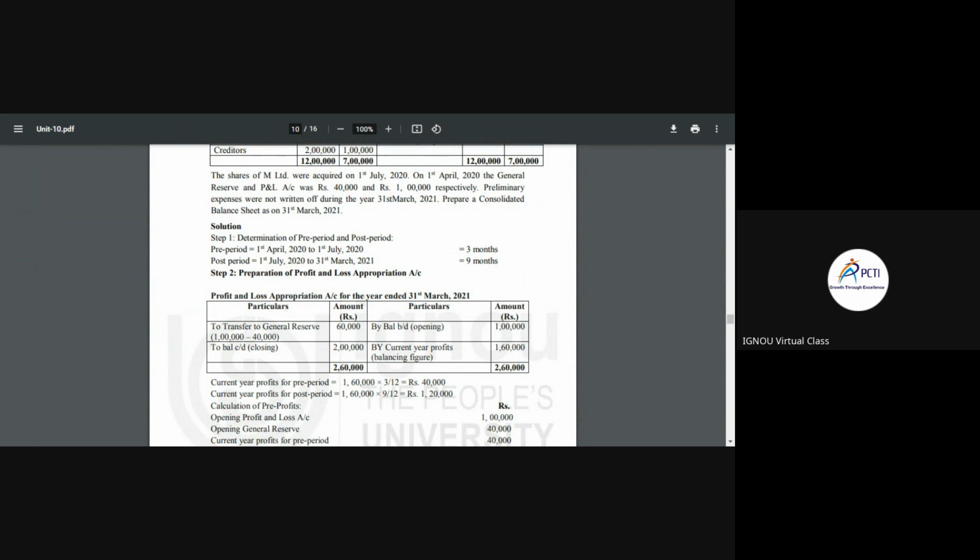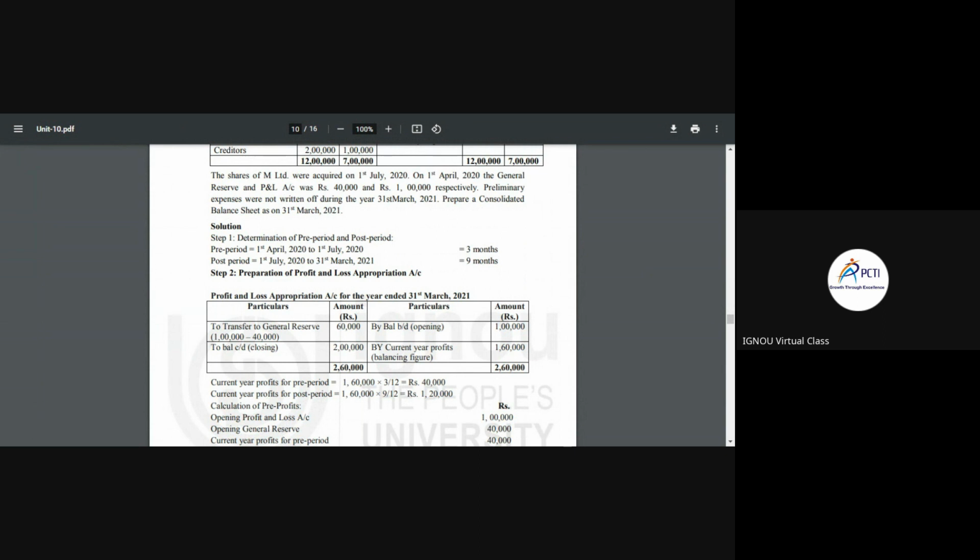So we have a solution. First step is to determine the pre-period and post-period. The pre-period is 1st April 2020 to 1st July 2020, which is equal to 3 months, and the post-period is 1st July 2020 to 31st March 2021, which is equal to 9 months.